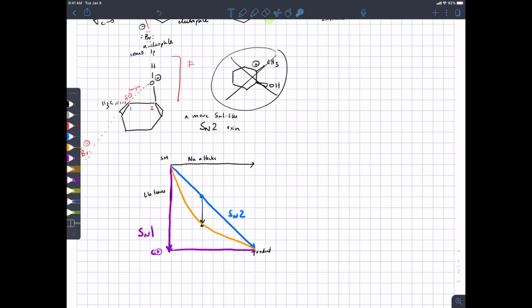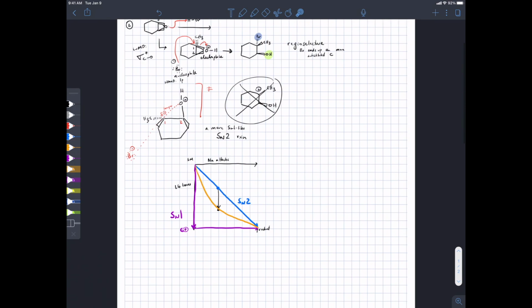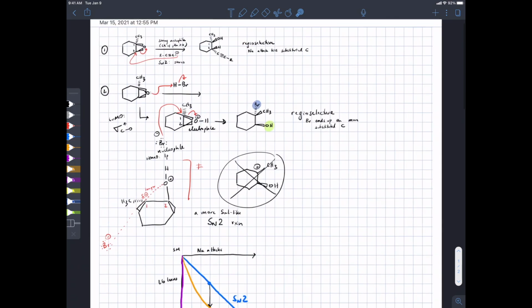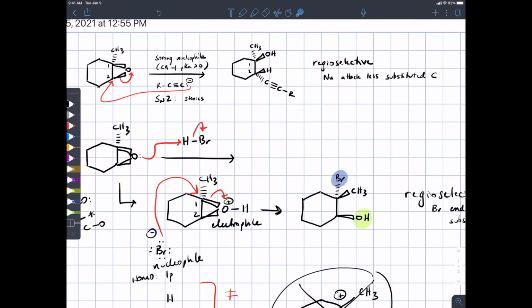I had a question about the first one. Is it the number one we did at the top? Yeah. Is it being protonated by the surrounding solvent? Yeah, so where does the proton come from?